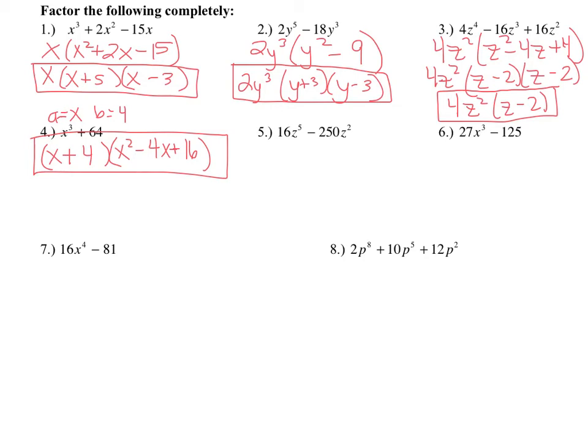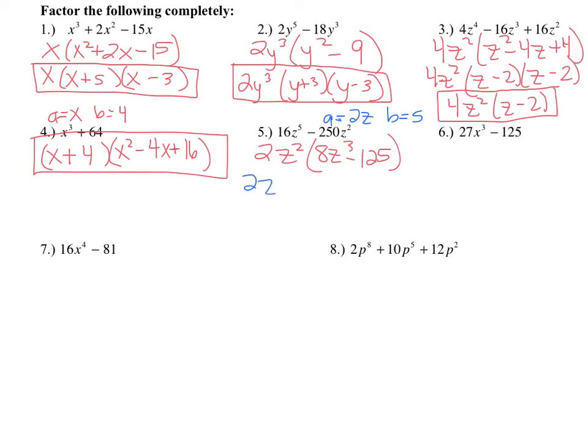Okay, number 5. Well, they're both even. You can think about 4, but it doesn't go in evenly to the second one. So it's just going to be 2z squared that we factor out. And we'll be left with 8z cubed minus 125. So I have difference of cubes. So I'm going to identify that a equals 2z and b equals 5.